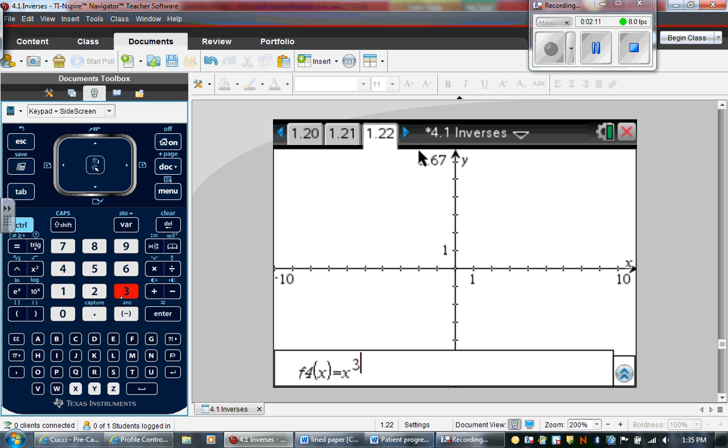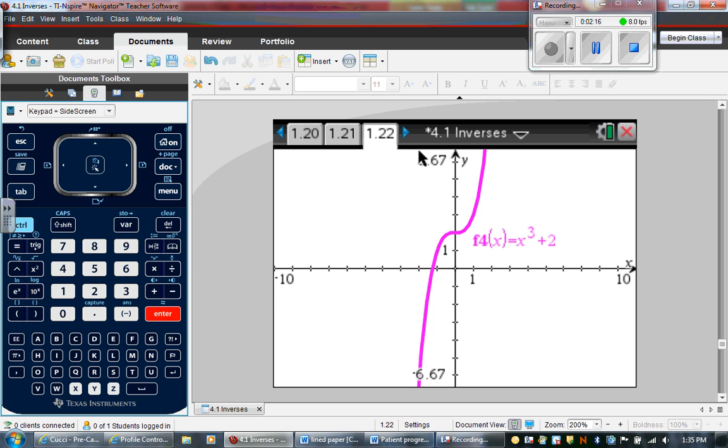X cubed plus 2. And we get this nice cubic function. Now, by looking at this, if we're thinking about a function being one-to-one, it's got to pass the vertical and horizontal line test, which in this case it absolutely does. I know that this piece of the graph right here looks like it evens out, but it doesn't. It is always increasing. If you weren't sure of that, you could put a point on this and trace it out, but it is increasing on the entire interval.